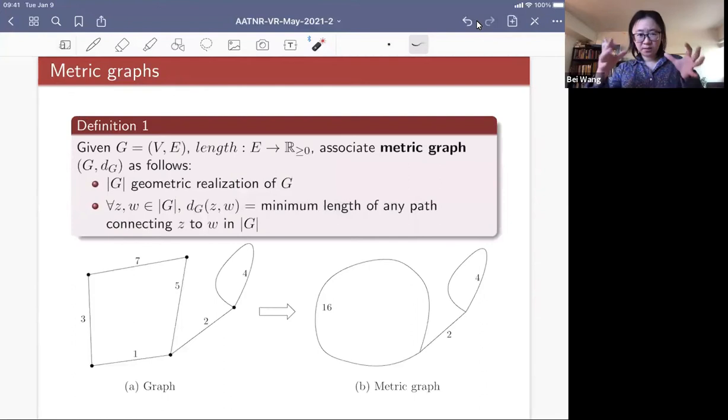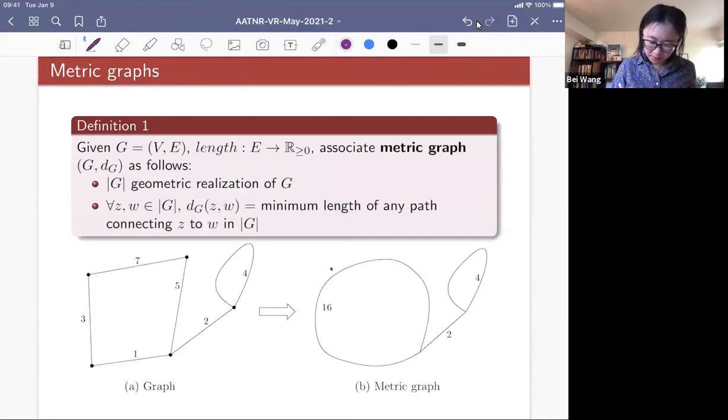But importantly, if I have two points in the support of this metric graph, their distance is the minimum length of any path connecting those two points in its underlying geometric realization. So again, you can think about how to turn a classic graph into a metric graph by imposing this minimum length criterion.